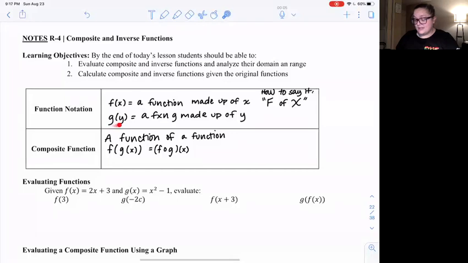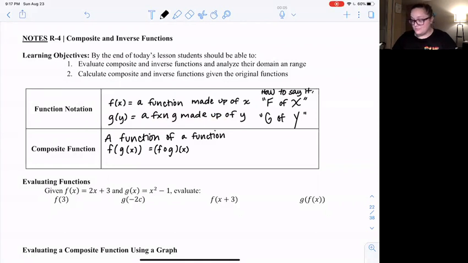Now this one is a function g, parenthesis y, parenthesis. This is a function g. So fxn, by the way, is just a shorthand for function. So this is a function g that's made up of y. The way that we would say this one would be g of y. And so today we're going to talk about composite functions and inverse functions.